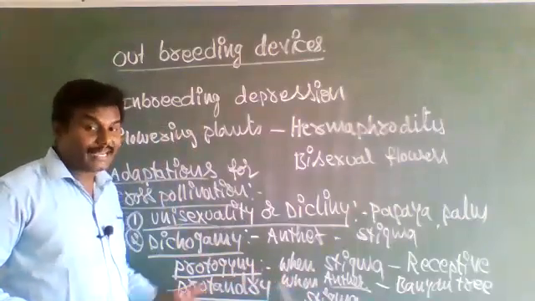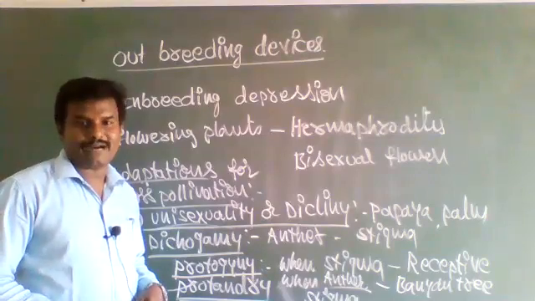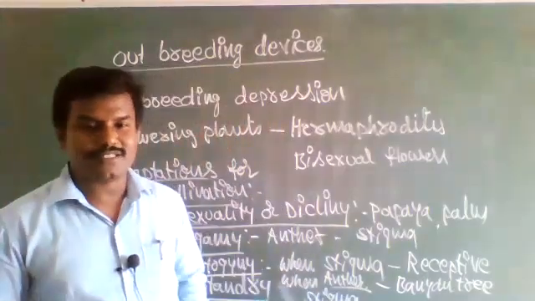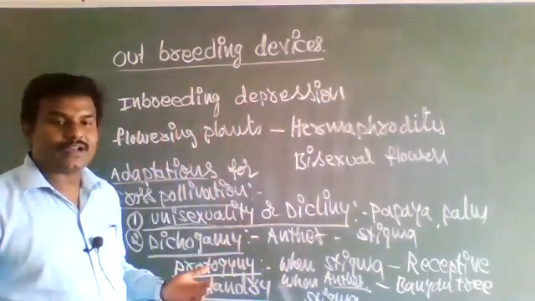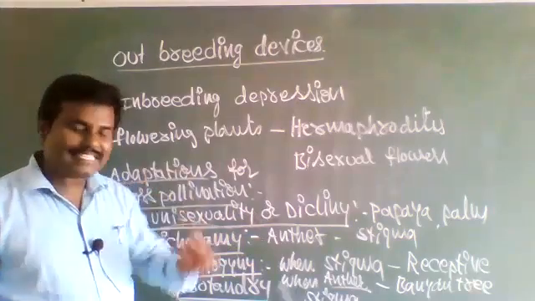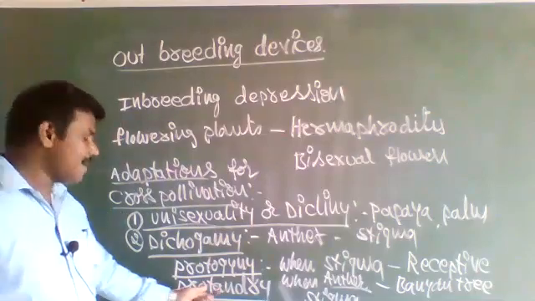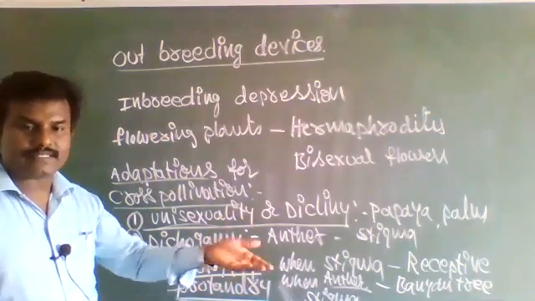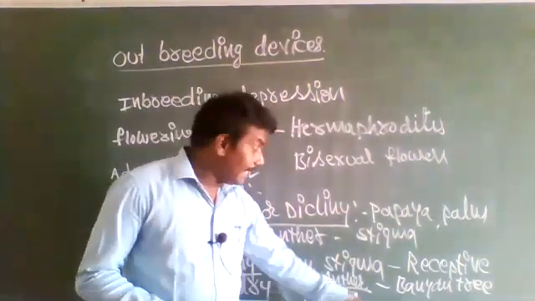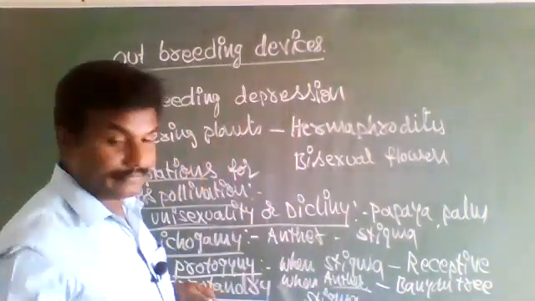I already mentioned protandry in first PUC, in our offline class. An earthworm is bisexual, but it cannot perform self-fertilization because the male reproductive organs mature quite earlier than the female reproductive organs. That condition is called protandry. The same word, protandry, is used in plants and animals. In plants, sunflower and marigold. Okay, that's all.